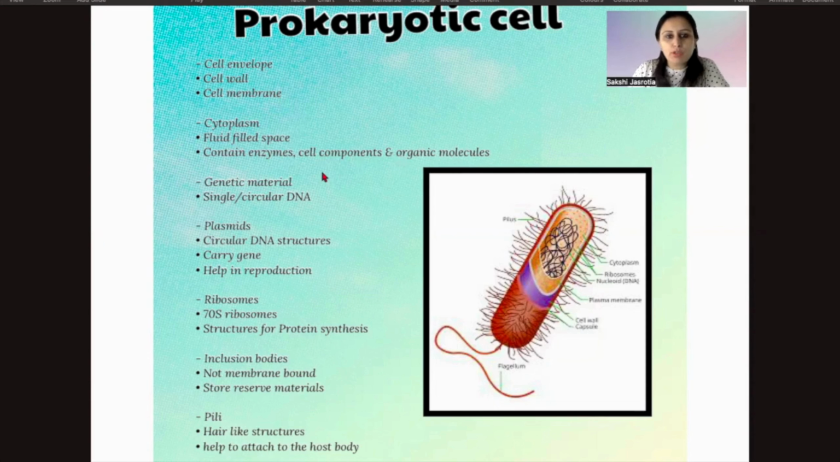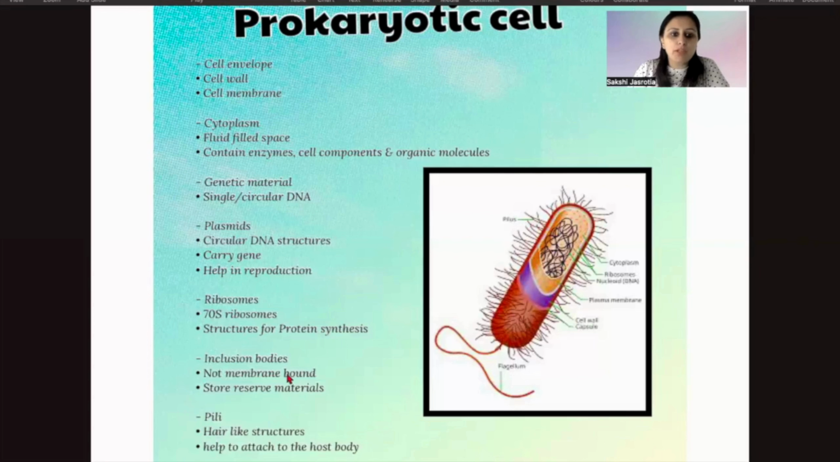Since we know it is the prokaryotic cell, that means the nucleus is not very well defined. That means the genetic material is just lying, as we can see here in the diagram also. This is the genetic material. It does not have any specific covering outside or any organized manner in which it is placed. So the genetic material is single circular DNA. Now plasmids are present that carry the gene and help in the reproduction. So ribosomes are 70S. We know by now what is 70S and 80S, and it is a structure for protein synthesis. We have also talked about while studying ribosome that it is a universal cell organelle. So that means it is also present in the prokaryotic cell. And here we can see it, it is present here.